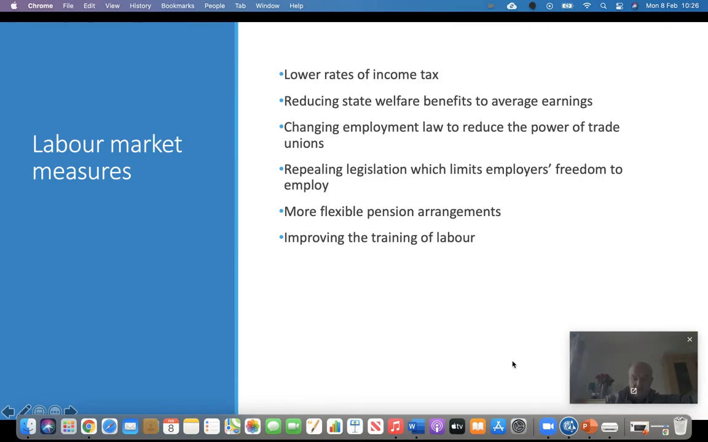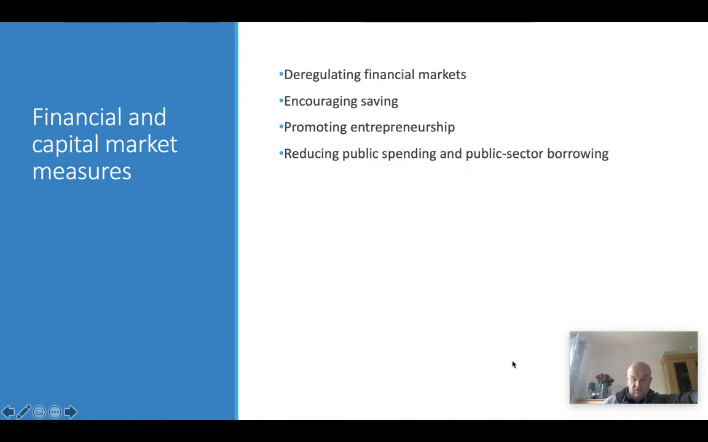Take a look at the final one in the example, where we're looking at financial and capital market measures. Clearly, the deregulation of financial markets and encouragement to save. In some cases, if financial markets and capital markets make it easier for people to borrow money, then that's clearly going to promote entrepreneurship and risk taking to a point.